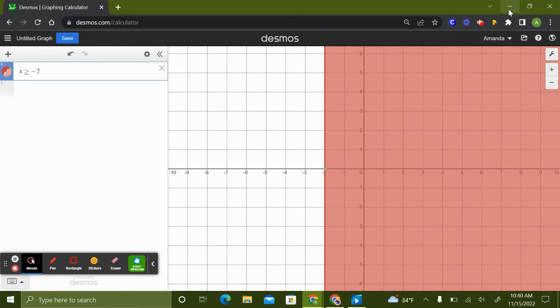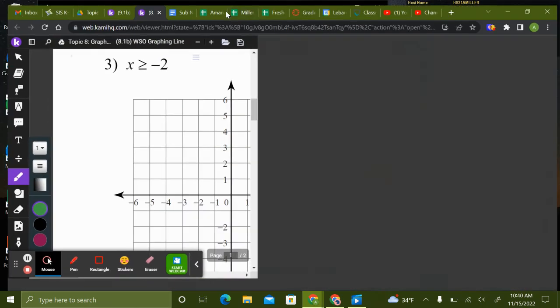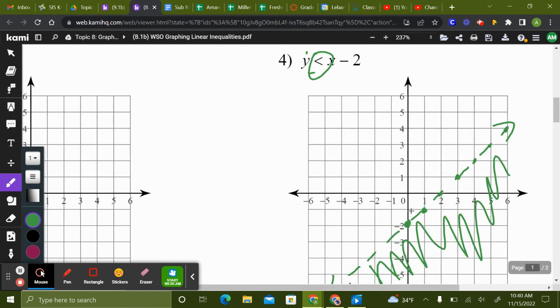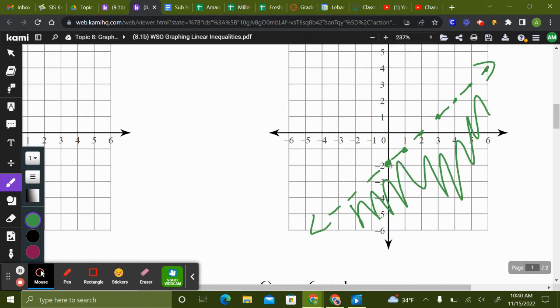Okay, so is using Desmos going to be the fastest? No, most of the time it's going to be faster to just go ahead, graph the y-intercept, graph the slope, and do the shade. But if you really want to, you're more than welcome to use Desmos for this assignment.